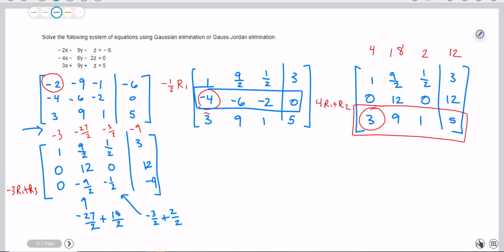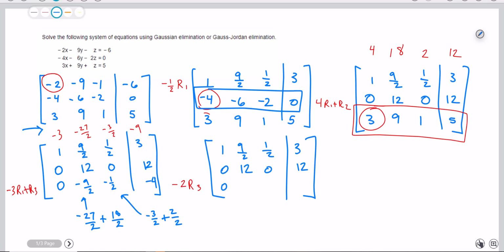All right, now I am, like you guys, not a huge fan of fractions. So I'm going to get rid of the fractions in row 3. I'm not touching row 1, 9/2, 1/2, 3. I'm not touching row 2. And I'm simply going to take negative 2 times row 3. Well, of course, that's going to be 0. That's going to give me 9, 1. And negative 2 times negative 4 gives me 8.